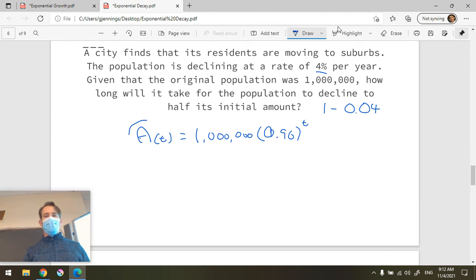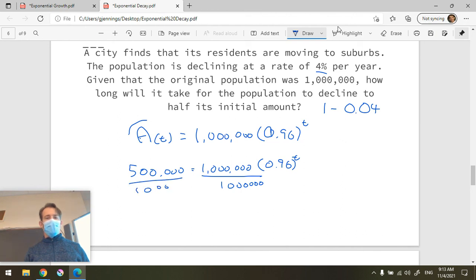And I want to know how long it will take for the population to reach half its initial amount. Actually, the population and its half are going to cancel out because I'm going to be solving this equation. 500,000 is equal to 1,000,000 multiplied by the decay factor to some power t. What I'm going to do now is divide both sides by a million, so that's 500,000 divided by a million. That's going to give me 1/2 is equal to the growth factor raised to some power t.